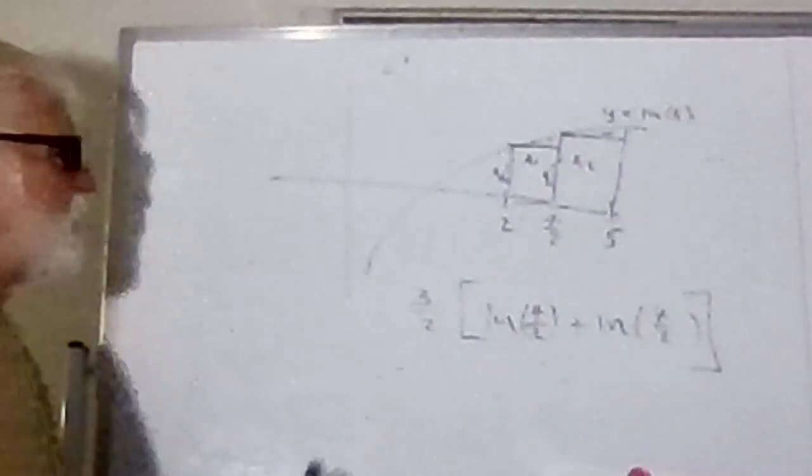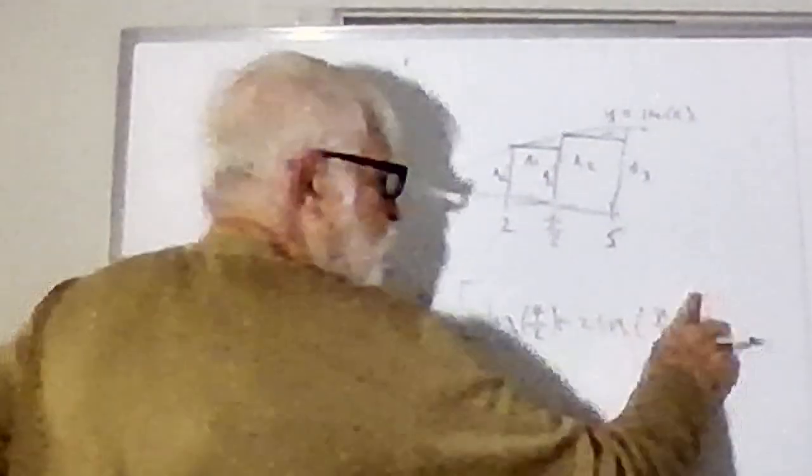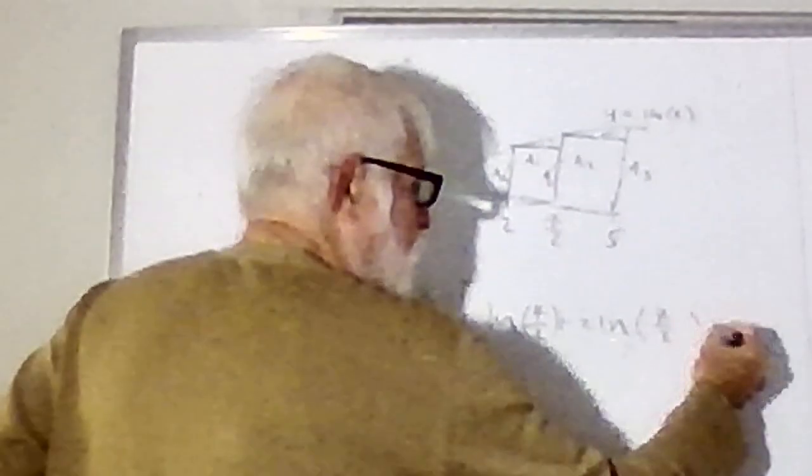If I'm going to do a trapezoid, then I've got 3 altitudes to consider here. All right? And the one in the middle gets used twice. So what I get here is I have to do that one twice because it's shared. And then I have one at the end, which is the ln of 5.